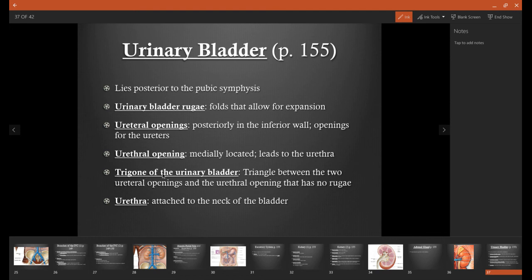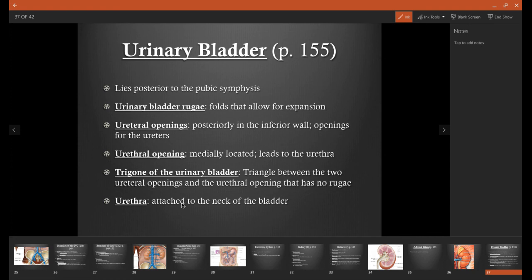The trigone of the urinary bladder is this triangle that we'll see in just a moment that's formed between the two ureteral openings and the urethral opening. Now, what's interesting about this trigone is there are no rugae in this location, so there's none of that extra folding.